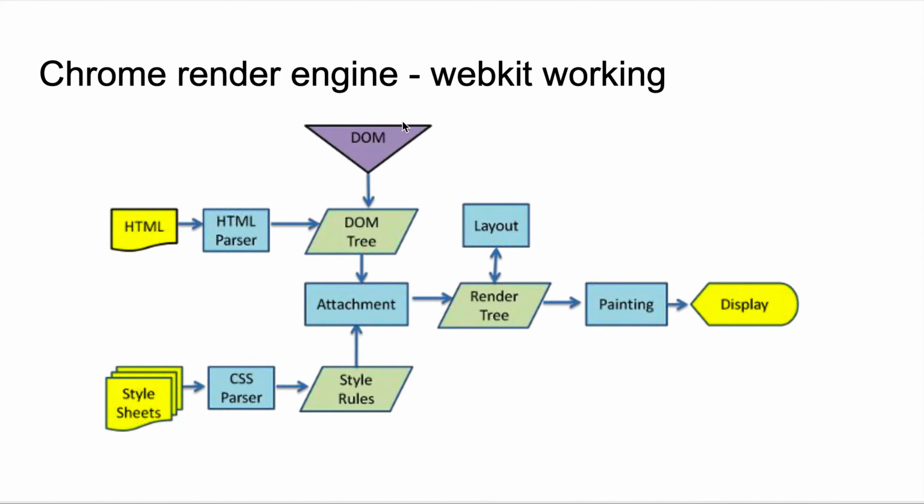So this is your rendering engine from Chrome, the WebKit. Basically it takes the HTML part, creates the DOM tree, uses the style sheet, parses the style rules, applies the style rules, uses the layout, creates an attachment, and creates a rendering tree and paints it to display. So this is basically the flow, how it works, just to give an idea.